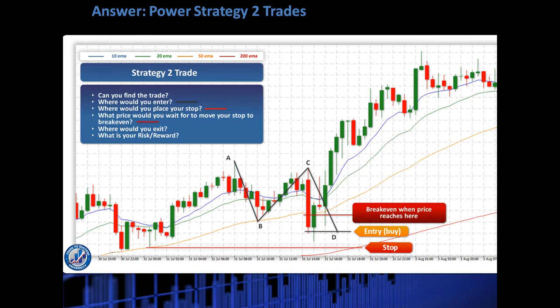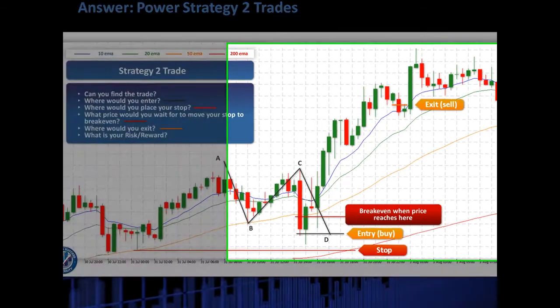Now I want you to pause the video and work out the exit. Okay, so the exit will be as indicated. Why is it there? Well, let's see. How do we trail our position? We trail it with pivot highs or pivot lows? Well, because it's a long trade, we are going to be trailing with pivot lows.